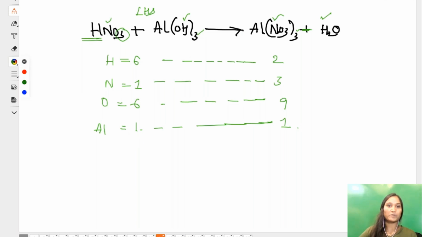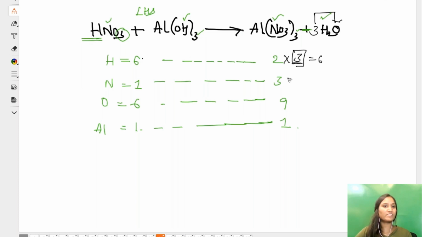Let us start balancing. With hydrogen, I have 6 hydrogens and I want the same 6 on the other side also. I have 2, I can use only multiplication. 2 into how much is equal to 6? I told you the answer also. It is 3, right? So 2 into 3 is equal to 6. Now I need 3 to be placed before H2O. Now, the oxygen count also differs along with it. How many oxygens do I have here? 3 into 3, 9 plus 3. 9 plus 3 is?